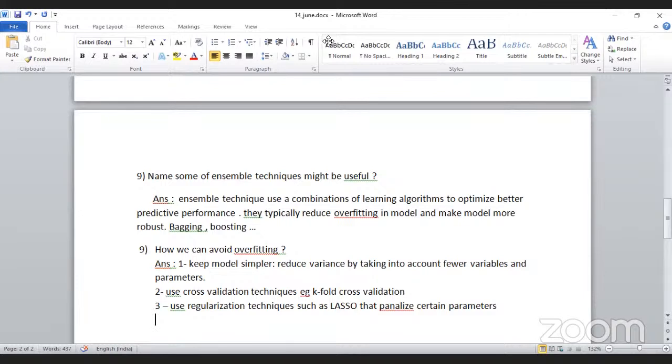Yeah, reducing variance. Yeah, Mahesh, you are answering something?